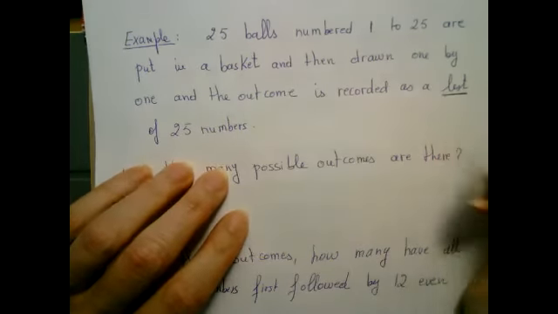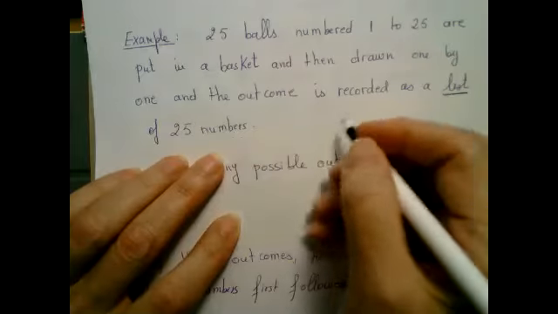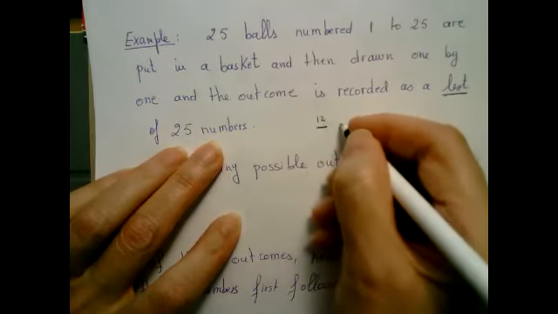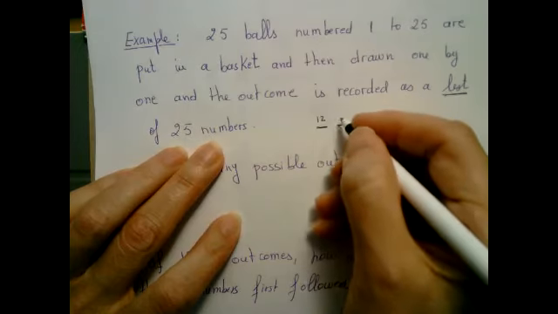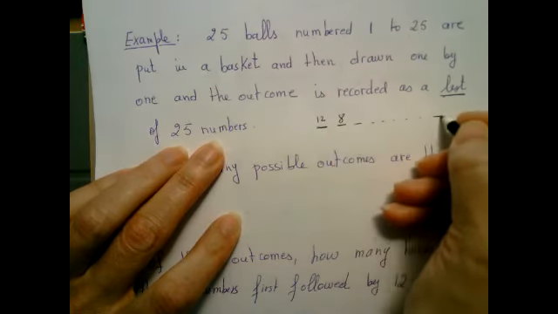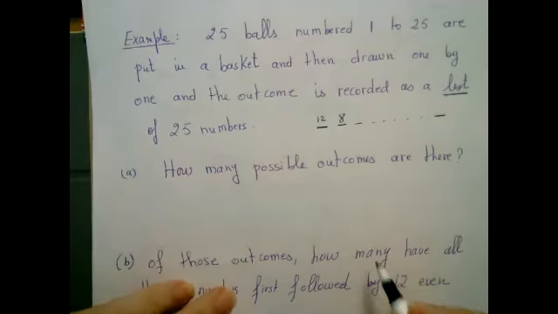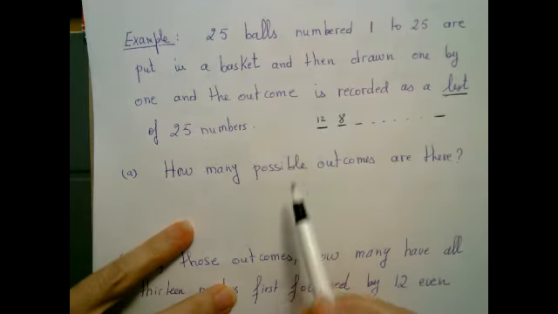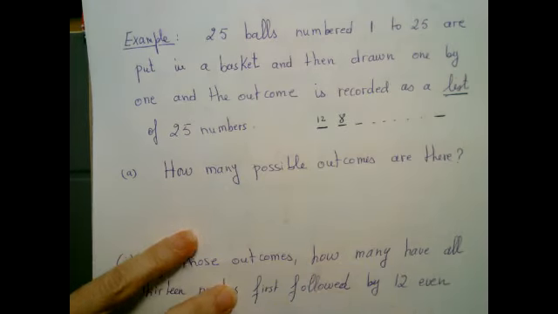Anyway, the minute I say list, I mean order. So it means I take the first ball and I say which number it was. Let us say it's 12. And then I take the second ball. Okay, the number is, I don't know, 8. And I list those. So I have 25 of them. And the question is, how many possible permutations are there?